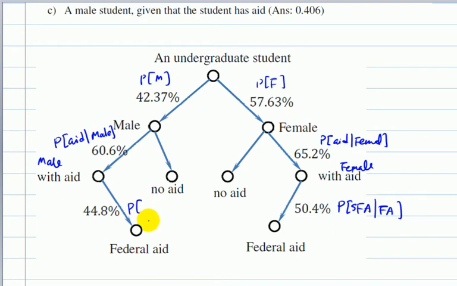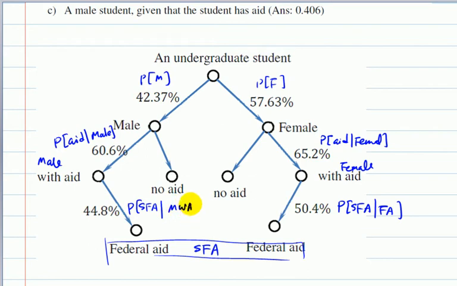So technically speaking, you can write the probability of federal aid. Let's call it a student with federal aid, and I can call the other a student with financial aid. So it's the student with federal aid under a male student with aid, and this is P of SFA under a female student with aid. Yeah, so that's how you can do that.